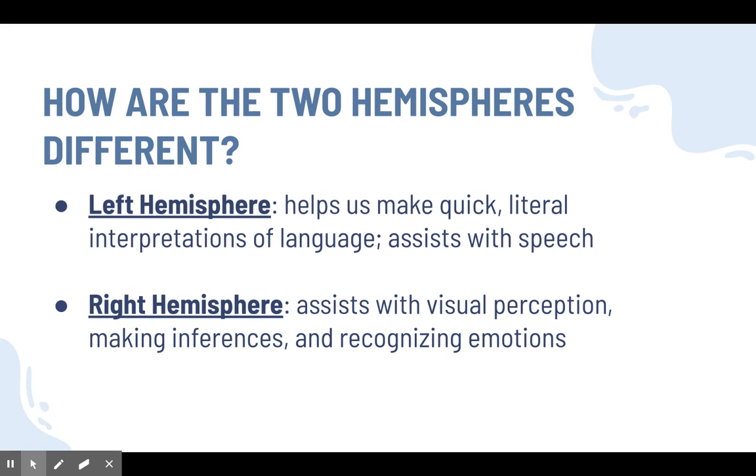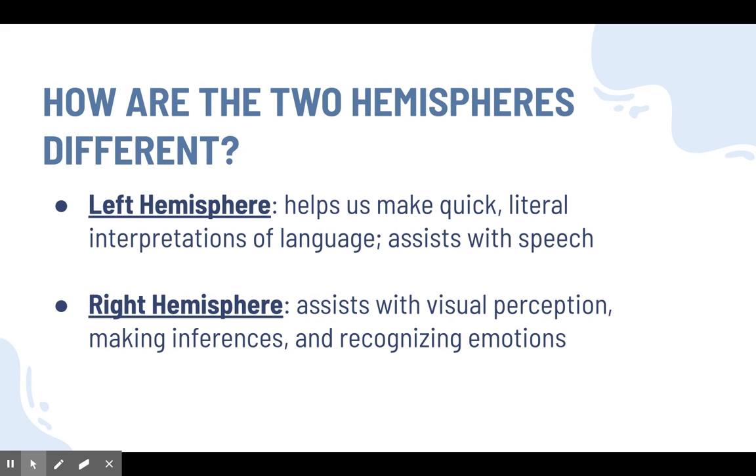The right hemisphere helps us with visual perception, making inferences and recognizing emotions. This is the more nuanced side. Thinking back to global history, if I showed you a picture and asked, based on this photo, what do you think was going on? That would be your right hemisphere helping you, more inferential, making those deeper connections. Both hemispheres of our brain are doing this constantly.